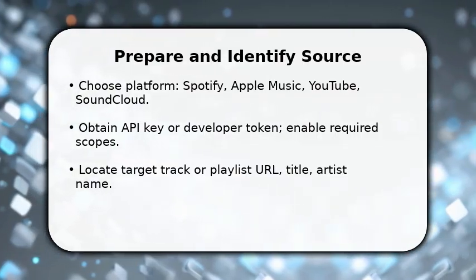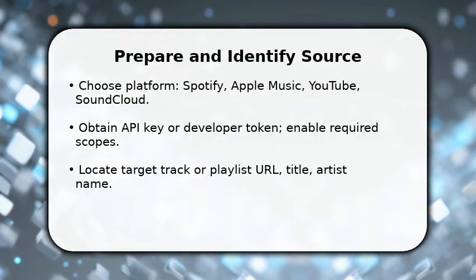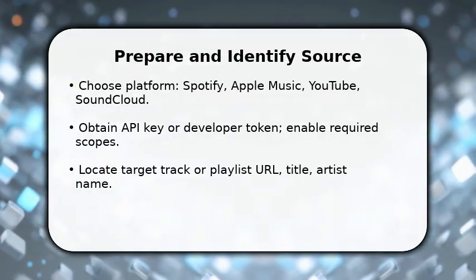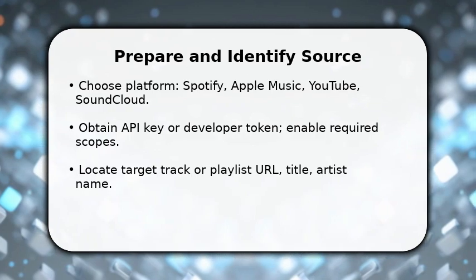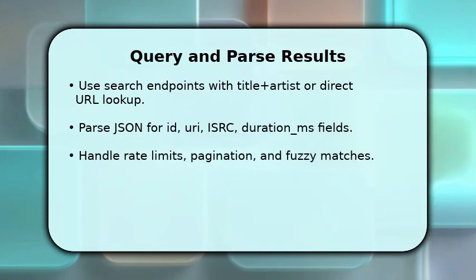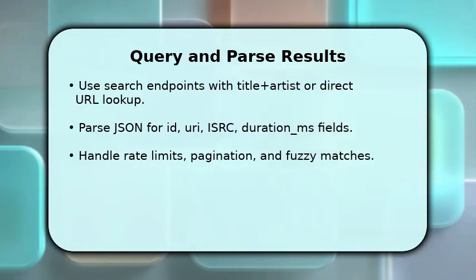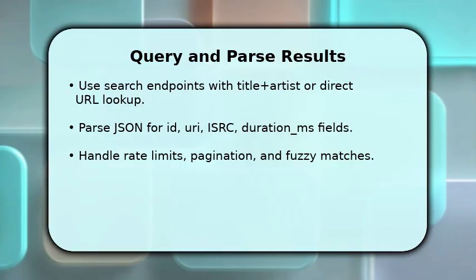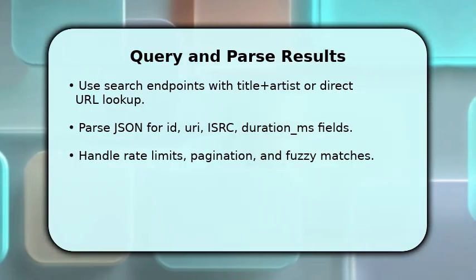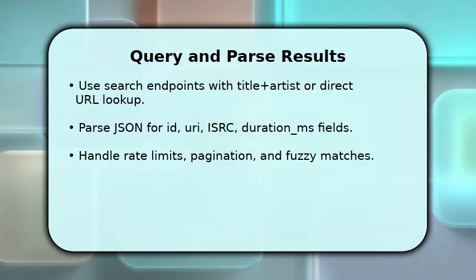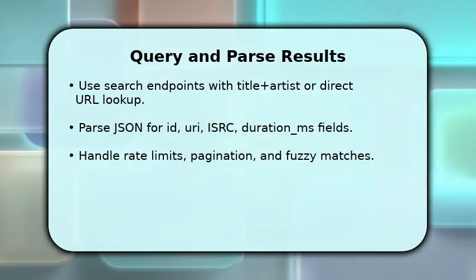You'll now move straight into building and testing a simple API request that returns the track record containing its unique ID. You construct a search or lookup request, include title and artist, or call the endpoint that resolves a URL to a track. Then parse the JSON response to extract the canonical ID, URI, or SRC. Those are the persistent identifiers you'll store.